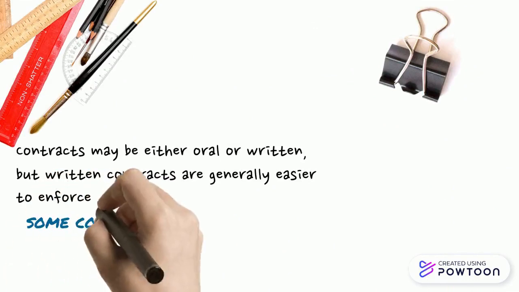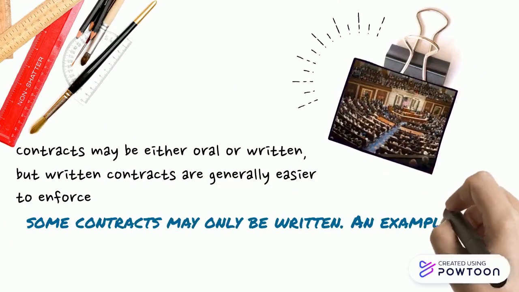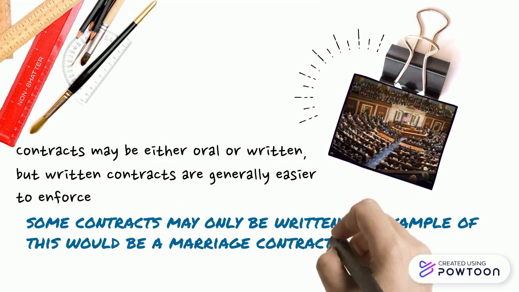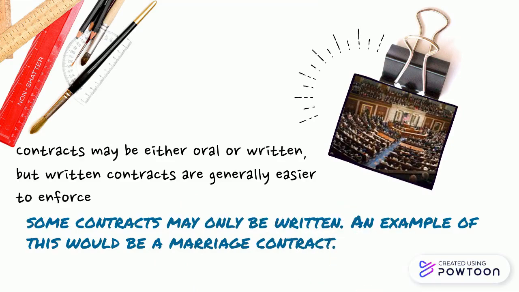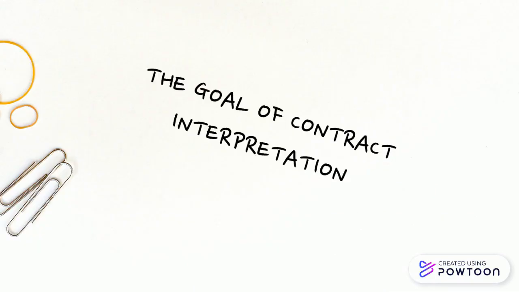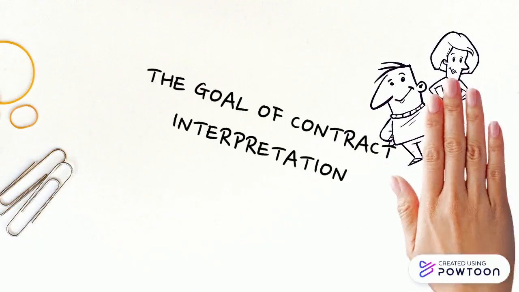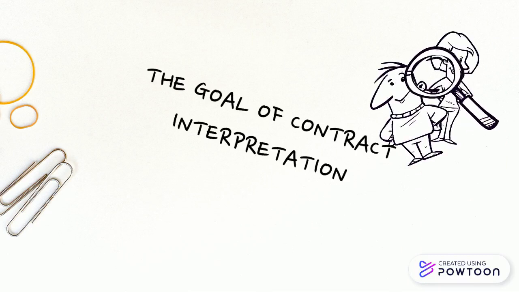Contracts may be either oral or written, but written contracts are generally easier to enforce. Additionally, some contracts may only be written. An example of this would be a marriage contract. The goal of contract interpretation is to come to a definition that most clearly reflects the original intent of the parties who authored the contract.